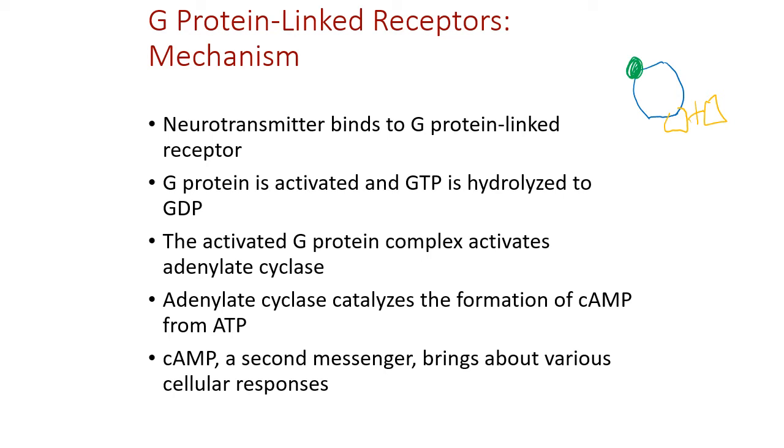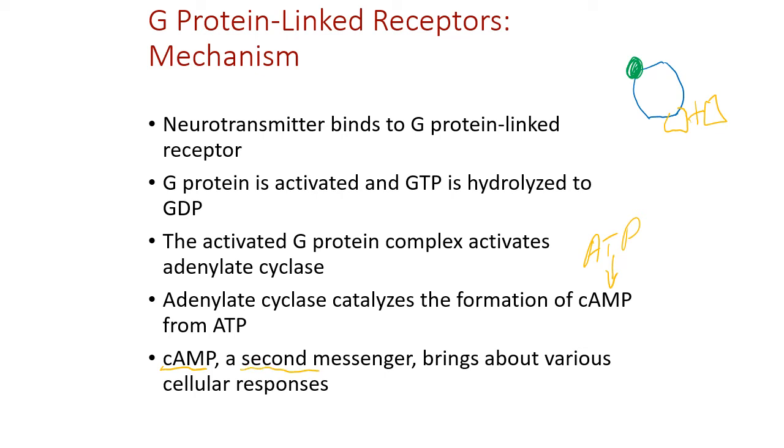Now that our G protein has been activated, we can go through a series of processes that activates adenylate cyclase. That adenylate cyclase then serves as another enzyme which catalyzes the formation of cyclic AMP. And so we get cAMP from ATP. So this phosphorylates the ATP. We get that breaking down through hydrolysis, and we end up with cyclic AMP. Cyclic AMP then can be our second messenger.